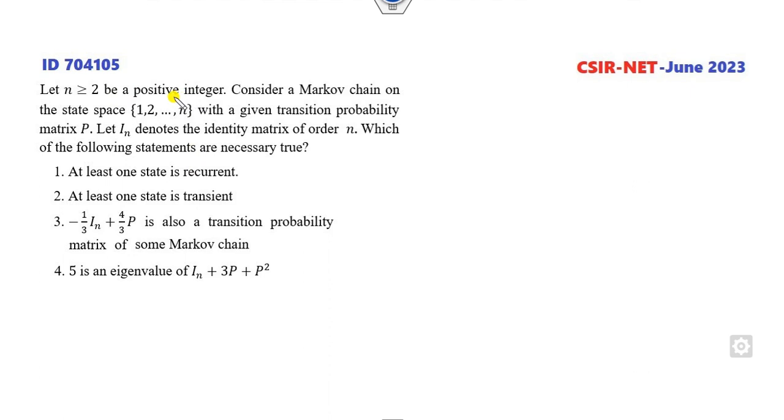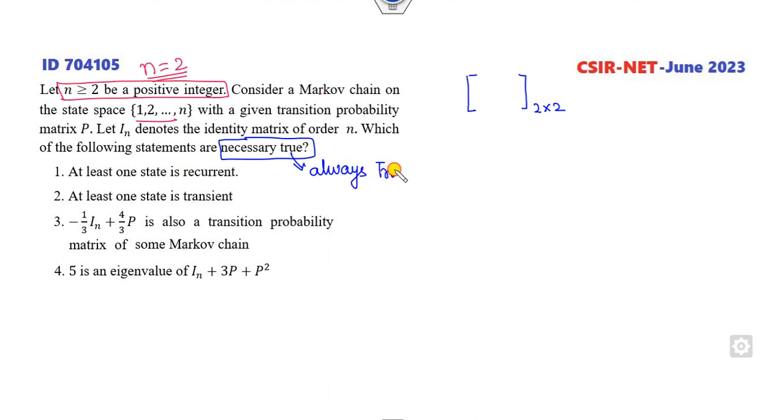So let n be a positive integer. Consider the Markov chain of the speed. Now look at that. N is any positive integer. So I can think about n as 2. The simplest way I can think about here is n is 2. Then I can think about any 2 cross 2 matrix such that which of the following is necessarily true. Remember, the word is necessarily. That means always. You have to look for always true.